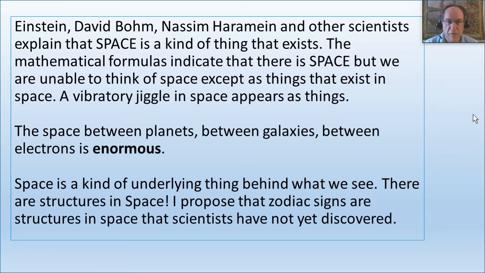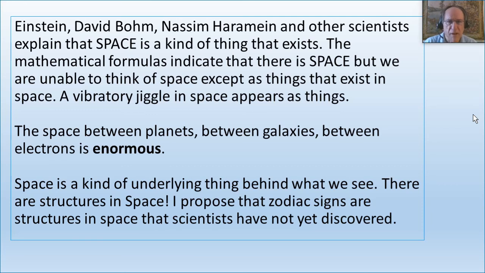Einstein, David Bohm, Nassim Haramein, and other scientists explain that space is a kind of thing that exists. The mathematical formulas indicate that there is space, but space is something we can't understand clearly with our minds. It's kind of an abstract thing, but the formulas in physics suggest that there's this thing called space. The ancient religious texts in Hinduism talk about this space, this underlying substrate of life. And it's as if there's like a little jiggle in space that appears as things.